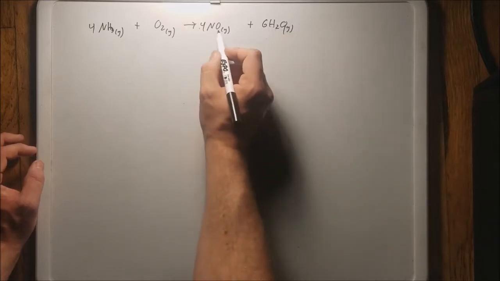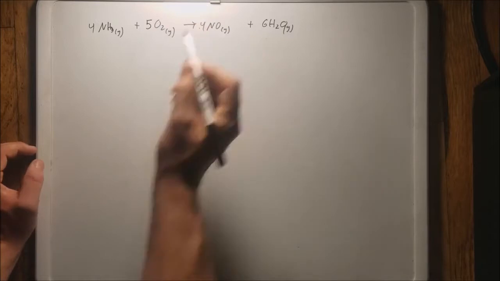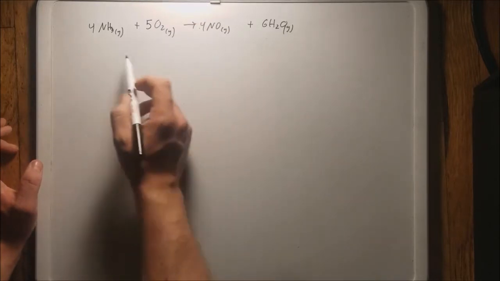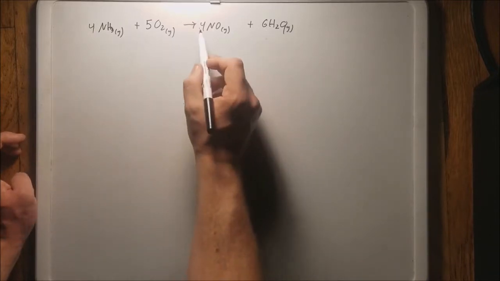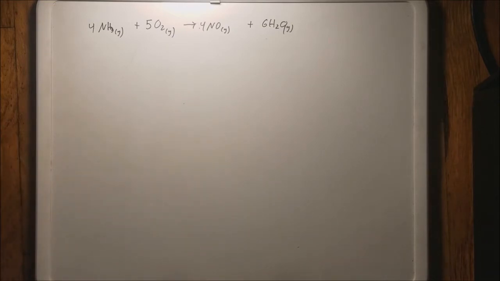Let's see, we have 4 oxygens, 6, so we have 10 total. Gives us a 5. And there we have it. We have 4 nitrogens, 4 nitrogens. We have 12 hydrogens, 12 hydrogens, 10 oxygens over here, 4 here, and 6 there, which is 10. And there we go. It's all balanced.